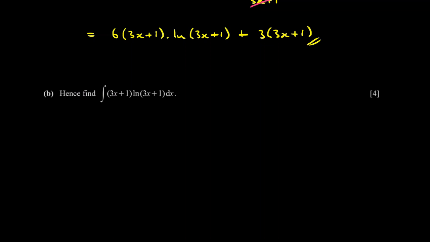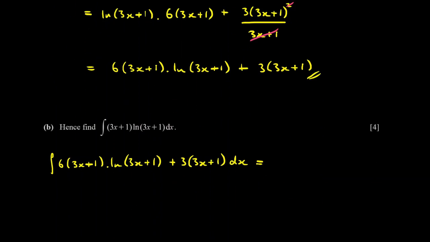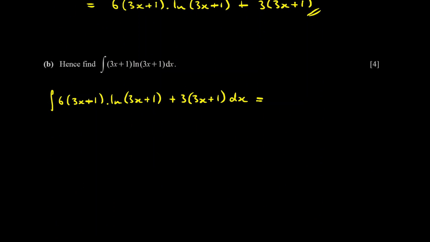So I think I'm going to start by writing that. I'm going to say that the integral of 6(3x+1) times the natural log of (3x+1) plus 3(3x+1) dx is going to equal my original function, which was (3x+1) squared ln(3x+1). So let me just write that down: (3x+1) squared times ln(3x+1). But of course, I can't forget that I've got here a constant of integration. I've got a plus c.